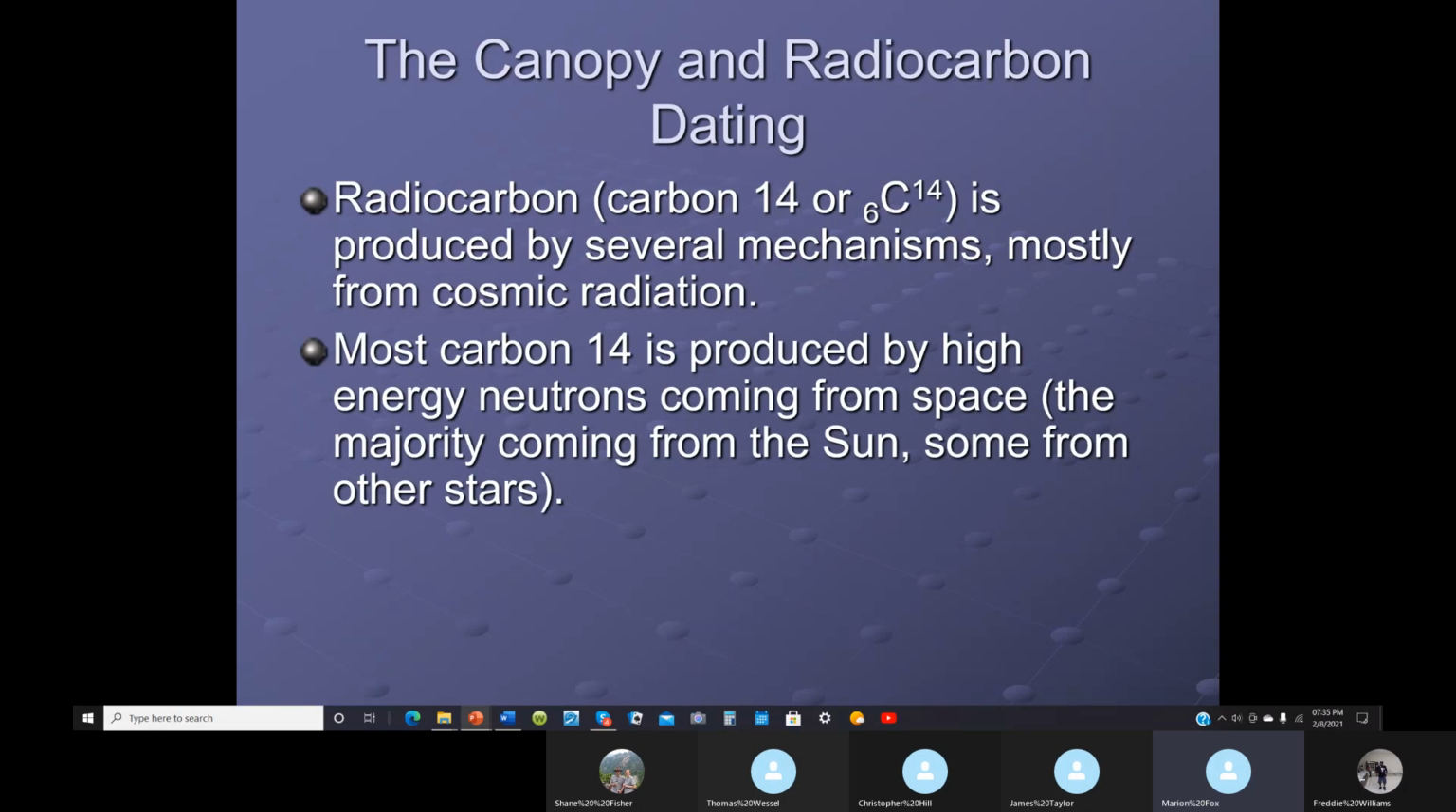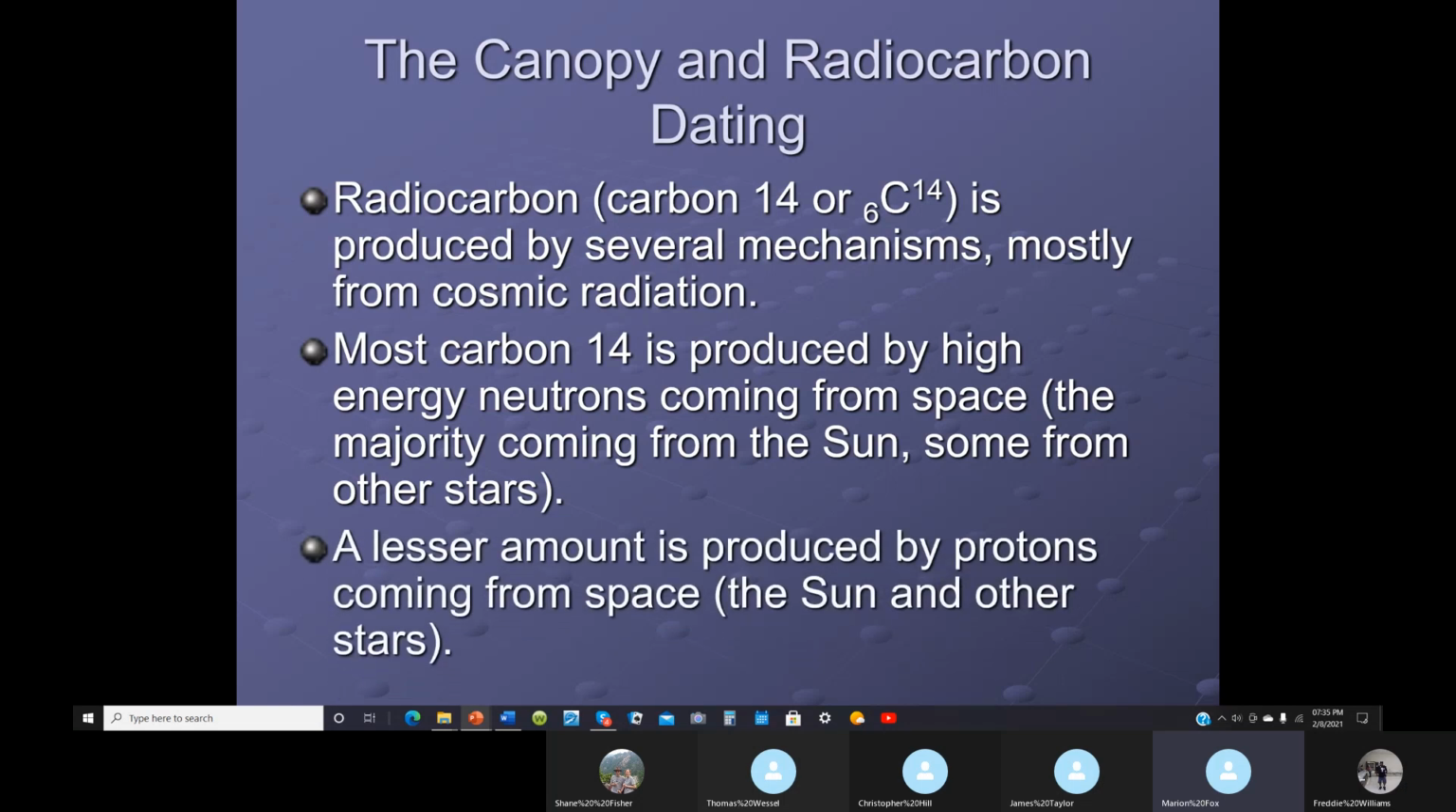Most carbon-14 is produced by neutrons coming from space. The majority come from the sun, but some from other stars. Remember, the sun is a star, okay? Most are coming from the sun, but there's some from other stars. A lesser amount is produced by protons coming from space, the sun, and other stars as well. So there's more than one mechanism to produce it. There are even some produced by lightning. Lightning bolts can produce some.